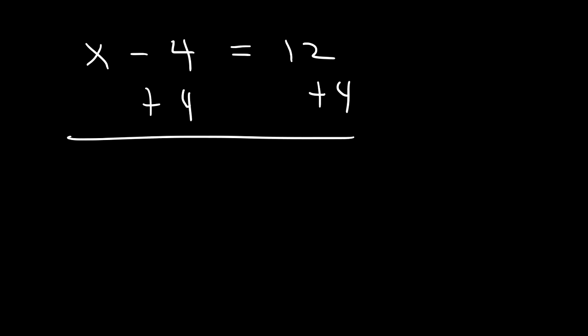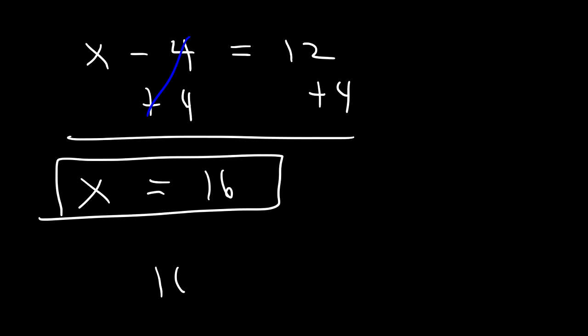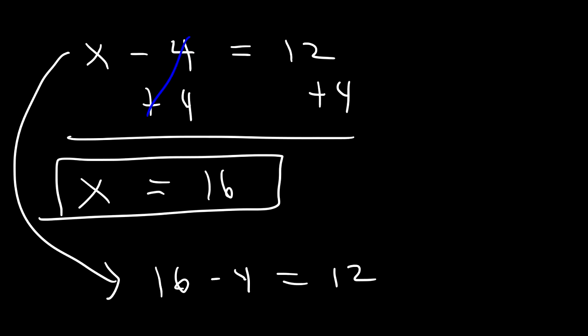X minus 4 is equal to 12. So once again, we need to get x by itself on the left side or on the right side to find its value. So let's keep it on the left, but let's get rid of the negative 4 on the left. The opposite of subtraction is addition. So we need to add 4 to both sides. 12 plus 4 is 16. And you could check the work. 16 minus 4 is equal to 12. So x has to be 16.